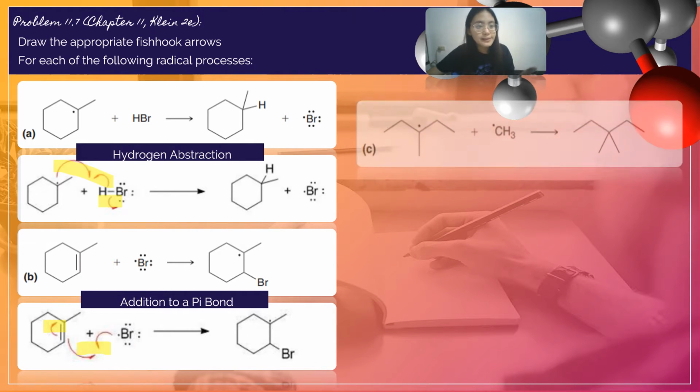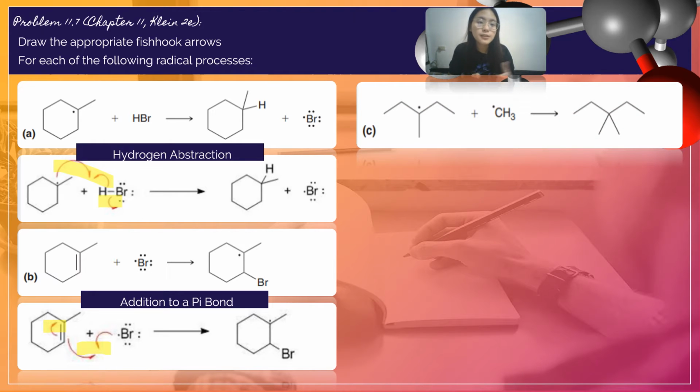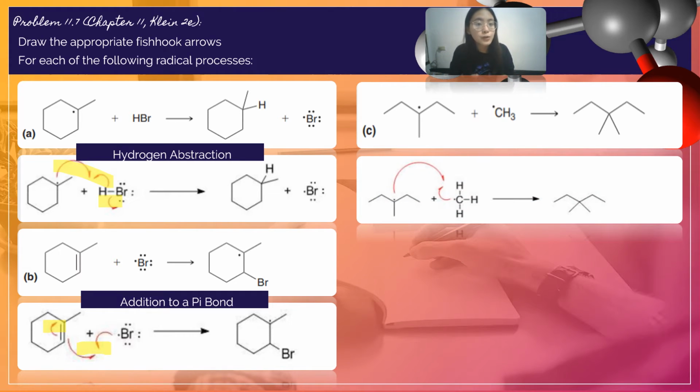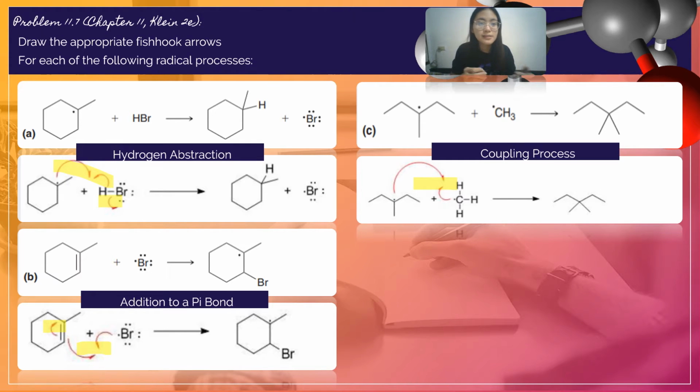Moving on with letter C, this question gives us 2 organic radicals as our starting materials. And here we need to take the step called the coupling process, which requires a total of 2 fishhook arrows showing formation of a bond, in this case, a C-C bond, as shown here. Coupling reaction will always be the nature of the radical process when the starting materials both contain radicals, as in this example.